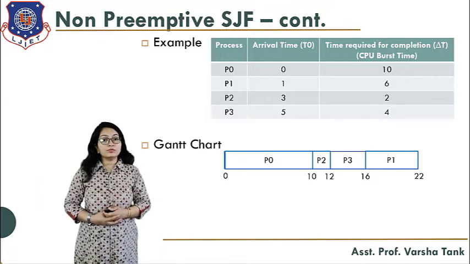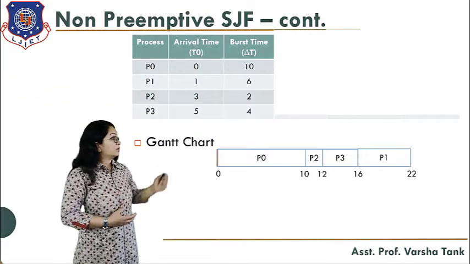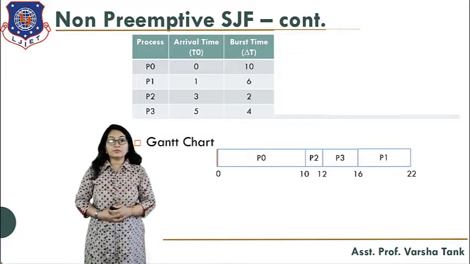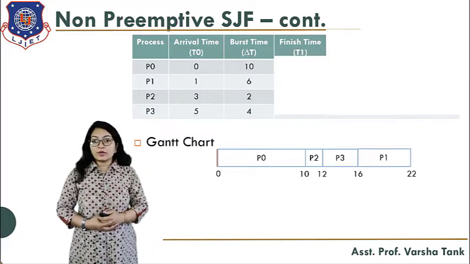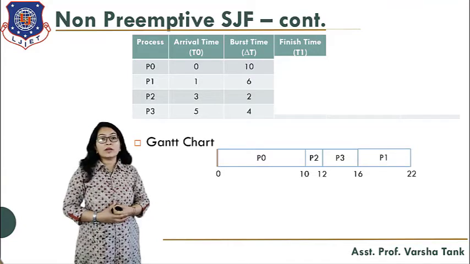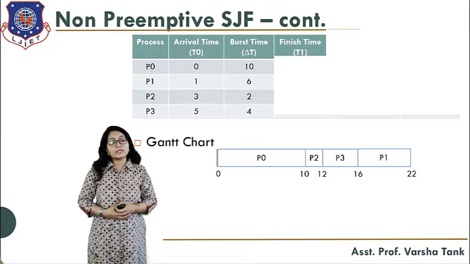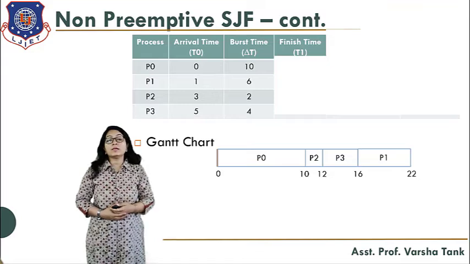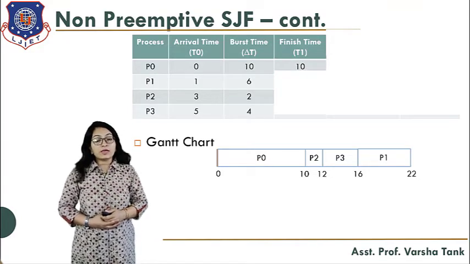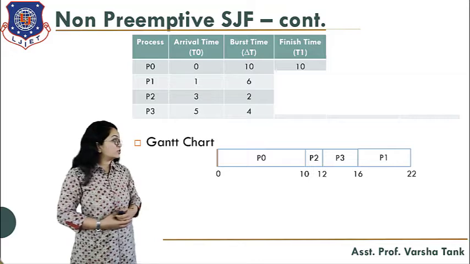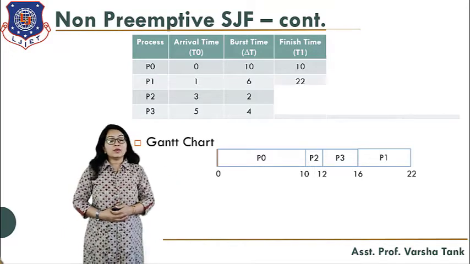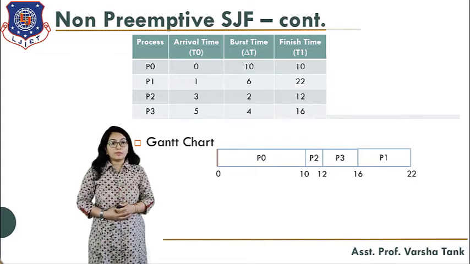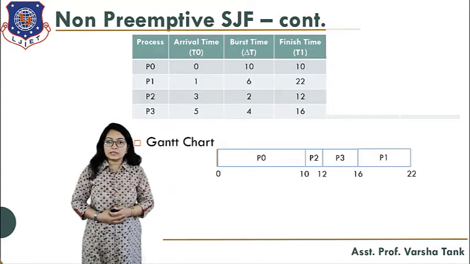Now what you have to find out? Again, the same timeline chart is given to you. Now let's find out the finish time for each and every process. From the timeline chart you are able to easily find the finish time for every process. For P0 the finish time is 10. For P1 the finish time is 22. So in this way you write the finish time for each process. For P2 it is 12 and for P3 it is 16.